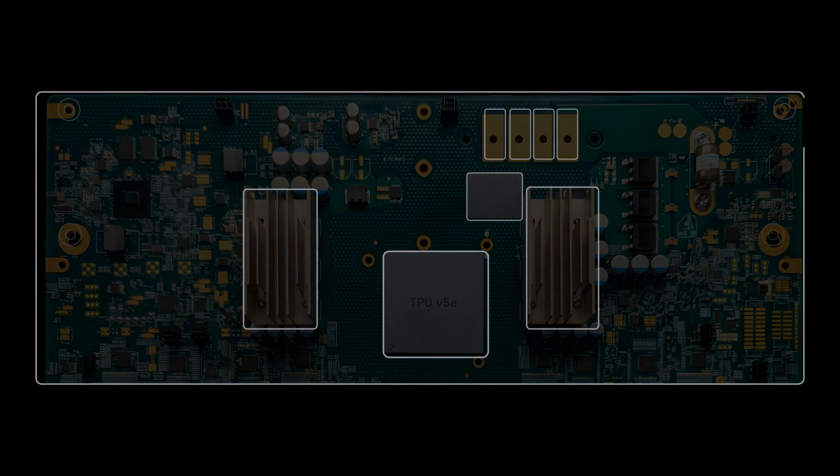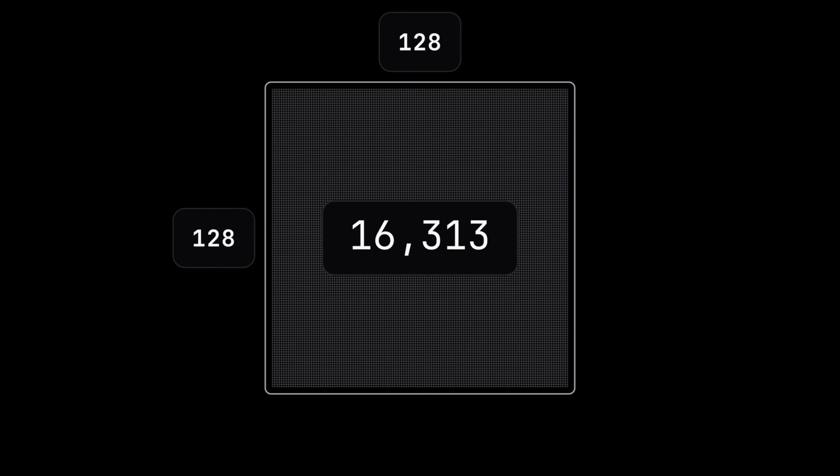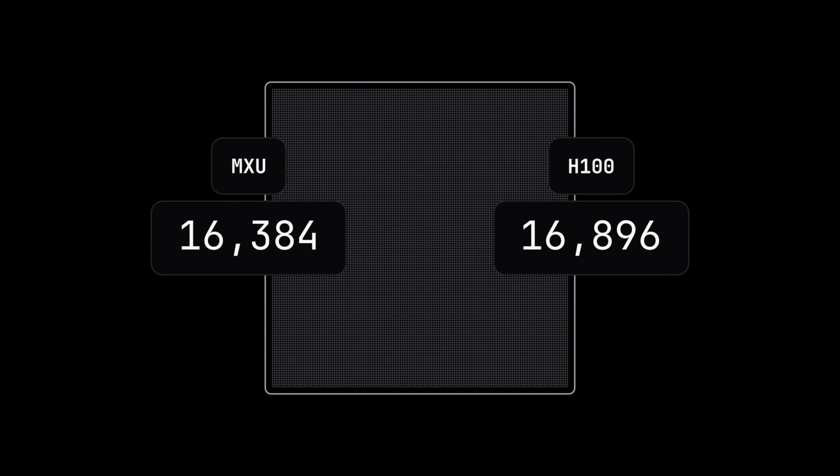At the center of it is a single tensor core. Inside the tensor core are 4 matrix multiply units, or MXUs. Each MXU is a grid of multiply and add units, 128 units by 128 units. So there are 16,384 multiply and add units in one array, almost the same number as the CUDA cores on the H100, except here they are not independent.